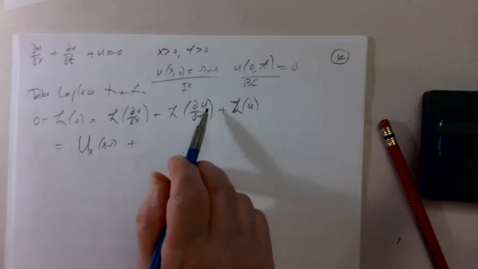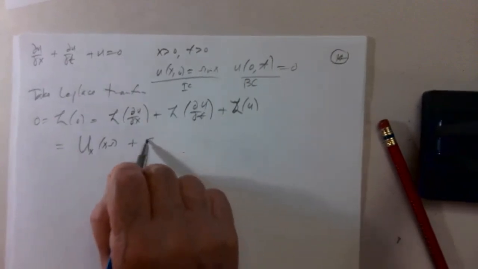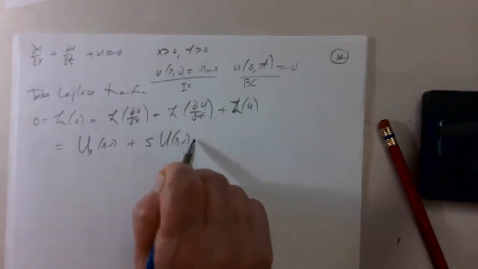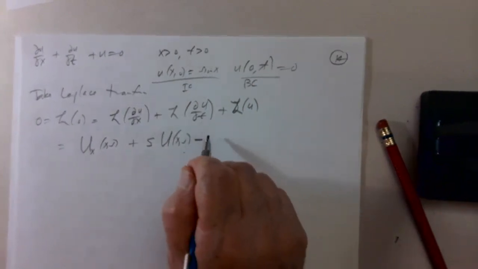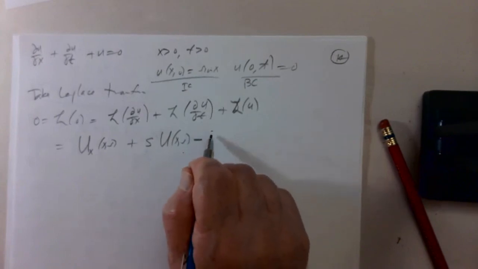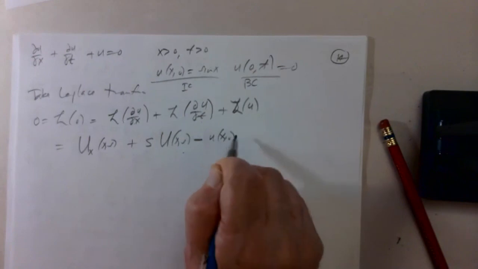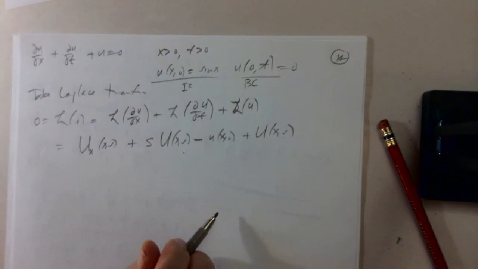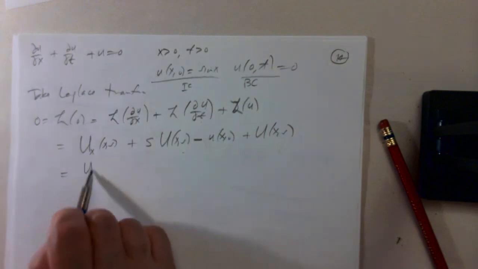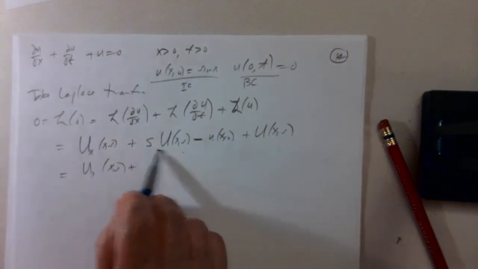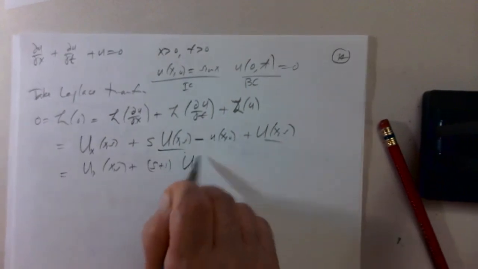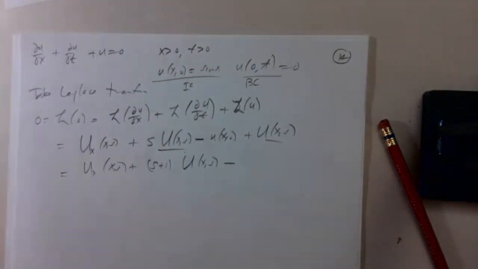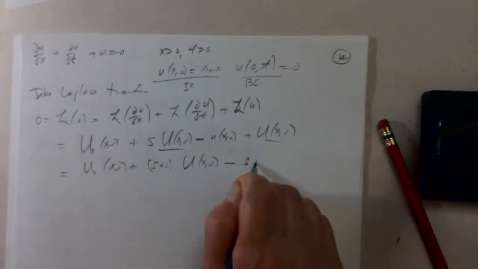When we differentiate u with respect to t and then take that Laplace transform, we get s U(x,s) minus the initial condition when t is equal to 0, u of x,0, plus U(x,s). So this is equal to U sub x of x,s. I have this and this, s plus 1 U(x,s) minus u of x,0, which is sine of x.